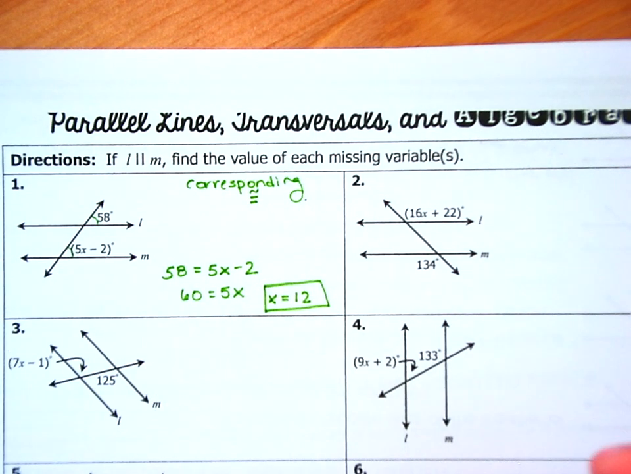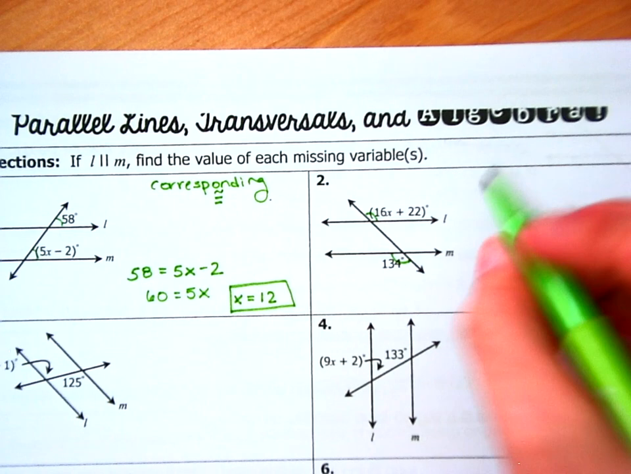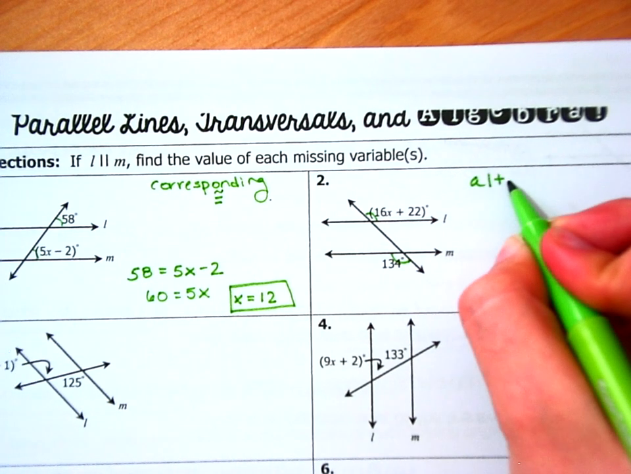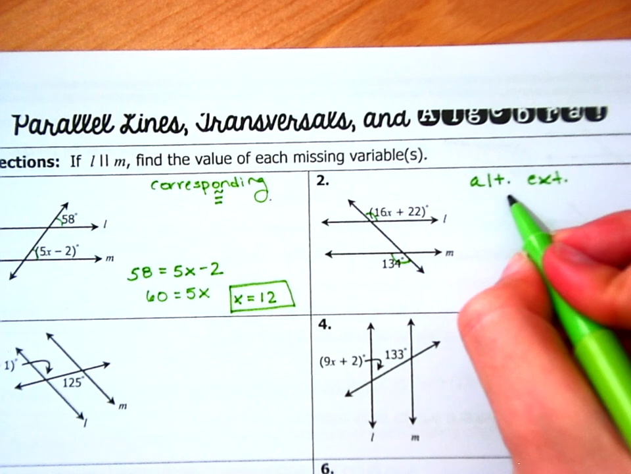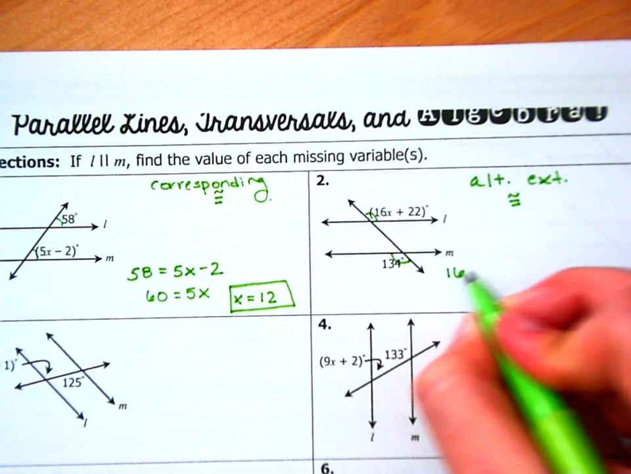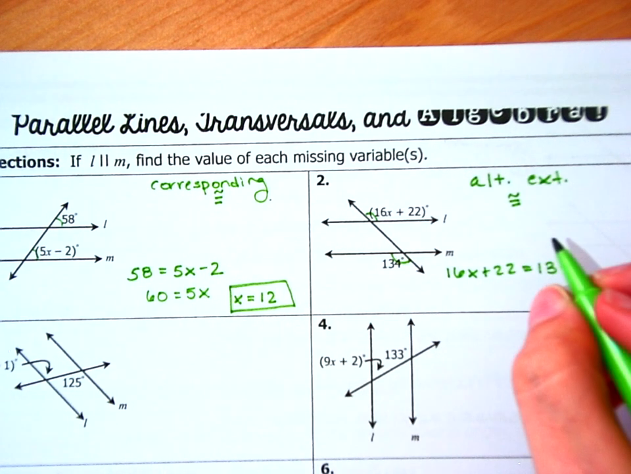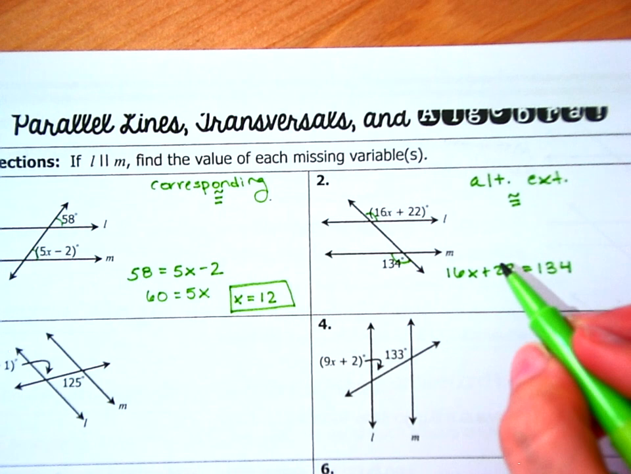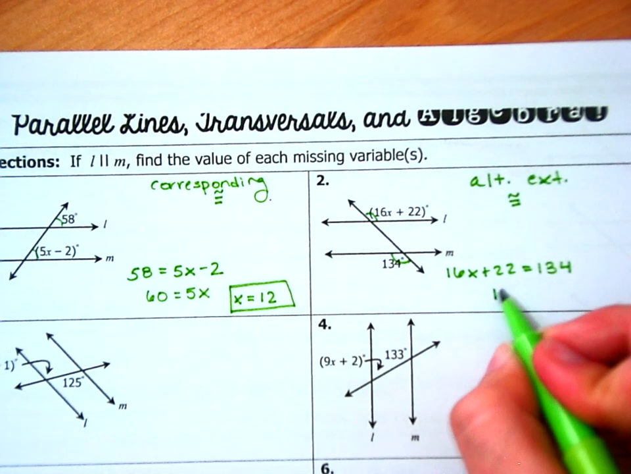They just want x. Okay, next one on here, we again need to ask ourselves, what kind of angles are these labeled? Those are alternate exterior. They're on the outside. Okay, so that means we know those are congruent. We're setting them equal to each other. So 16x plus 22 equals 134. I need to subtract 22 from both sides. So if I do 134 minus 22, that's going to give me 112.